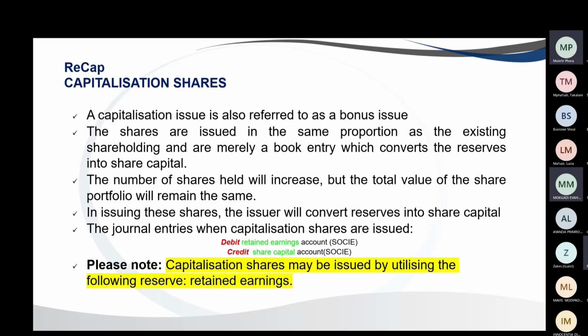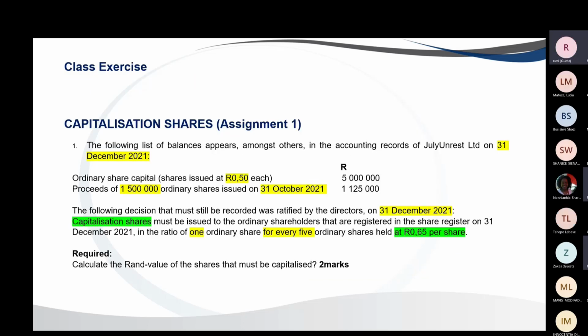Right, let's get ready for an exercise. So we're going to have about 5 minutes to do this question. Note what I did first: I'm trying to highlight what is important when you're doing accounting. You don't highlight everything in that first one. The following balances appear amongst other things in the accounting records of July and Rest on the 31st of December.